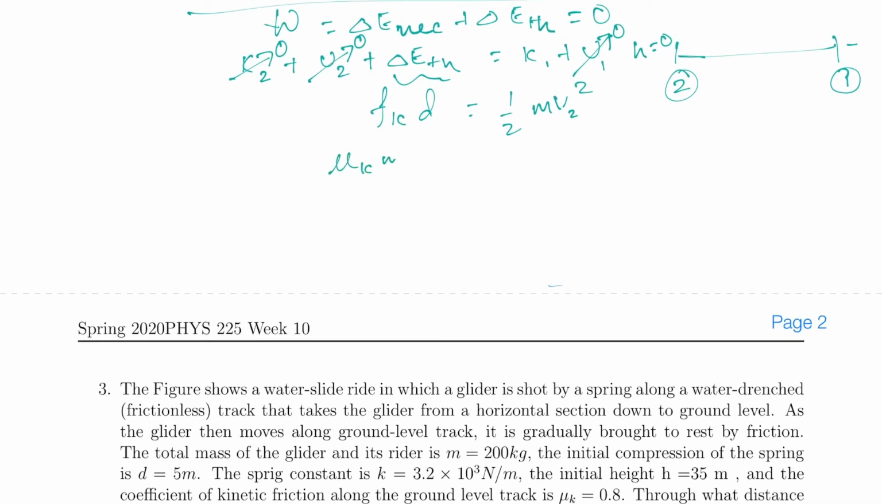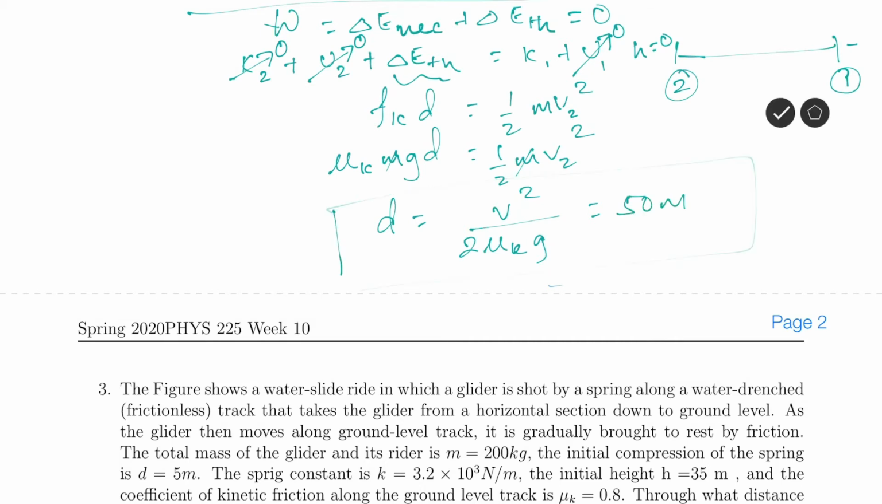So mu k m g d equals 1/2 m v squared. Mass goes away. You get d equals v squared over 2 mu k g. The same thing as we did earlier. Okay, less steps. Just using one equation, you can get the same thing.